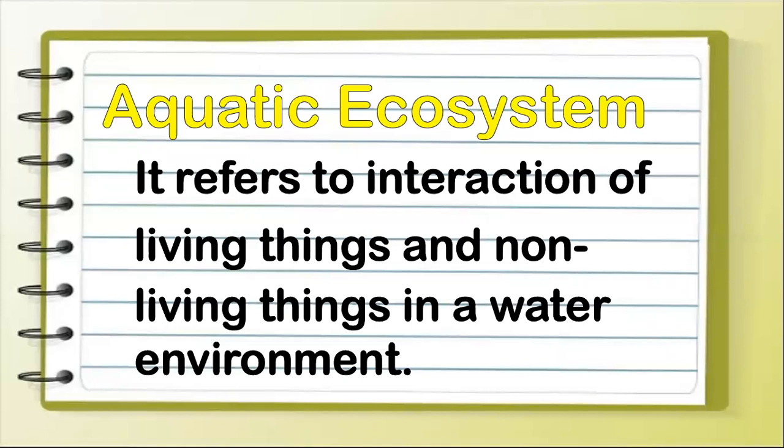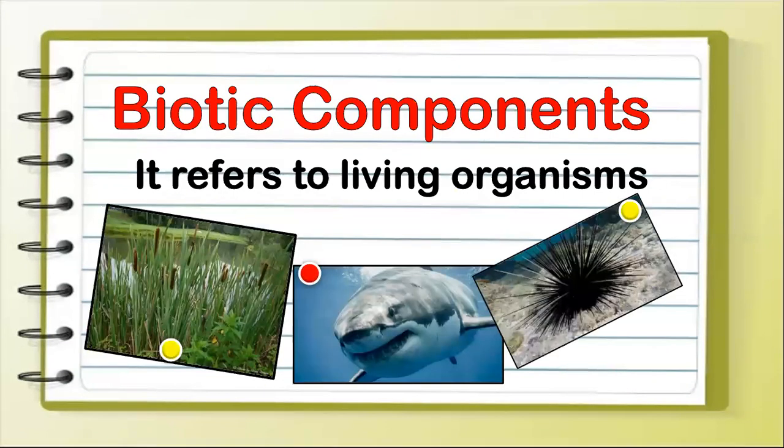There are actually components or things that we can observe in aquatic environments or ecosystem. What are those? Two, we have biotic and abiotic components. What is the difference between the two? When I say biotic components, these are components that refer to living organisms or living things such as plants and animals. So when I say biotic, they refer to living things, plants and animals.